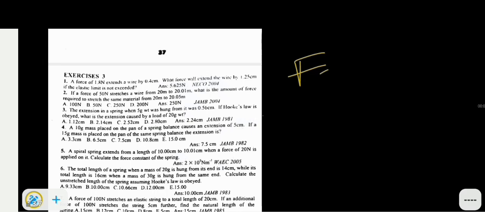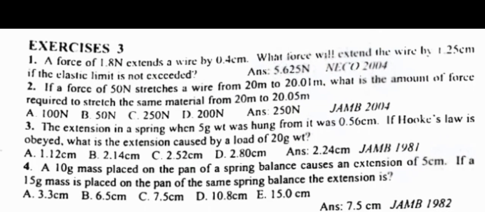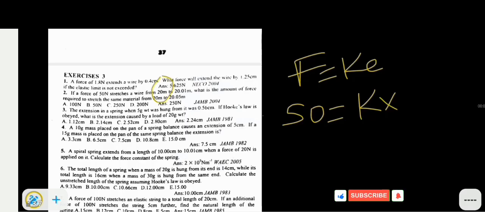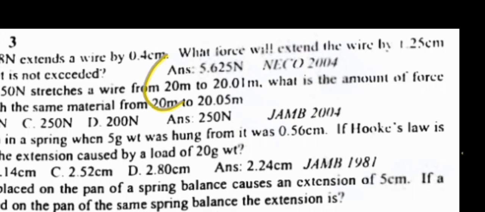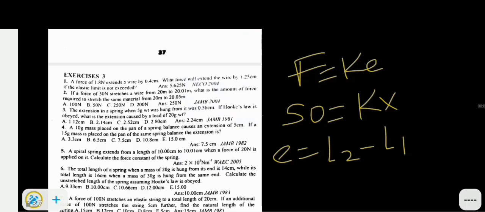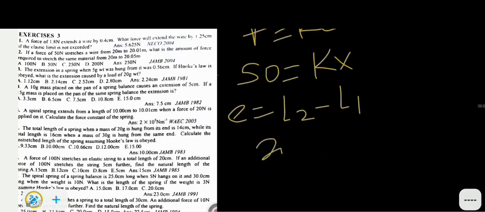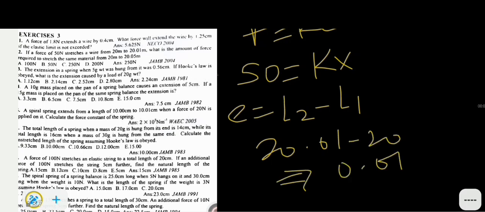F equals KE from Hooke's law, as you know. The first force that they gave to us is 50, so F is 50. Then you have K. For this first one, you need to find the extension first. This is the original length and this is the new length. The formula for extension is the new length, L2, minus the original length, L1. So you subtract 20 meters from 20.01 meters: 20.01 minus 20 gives you 0.01.